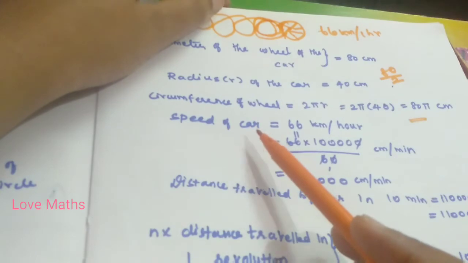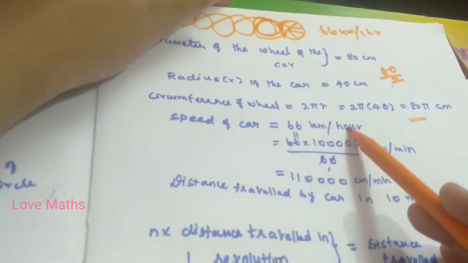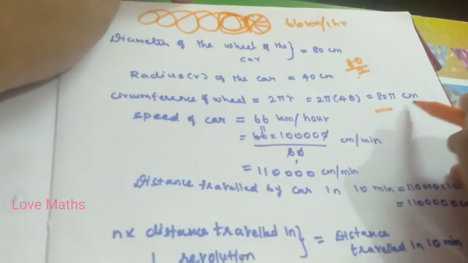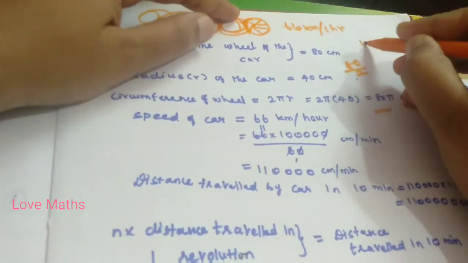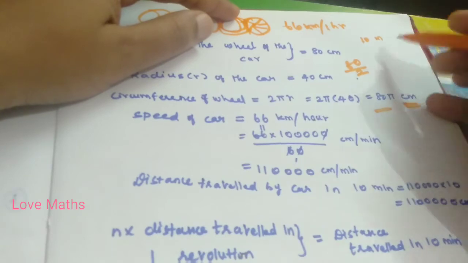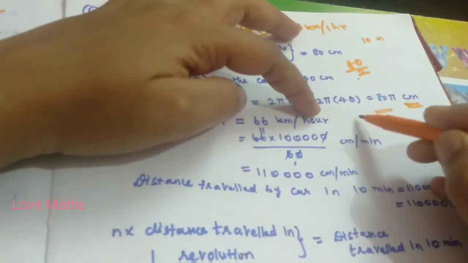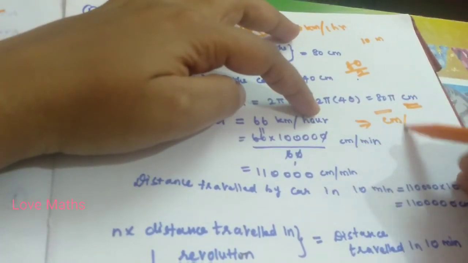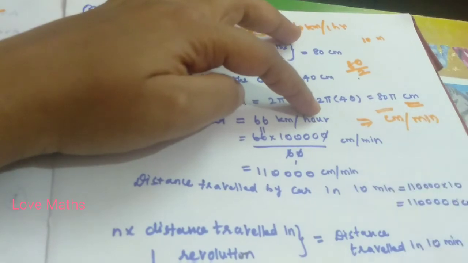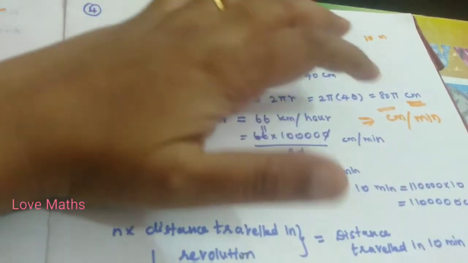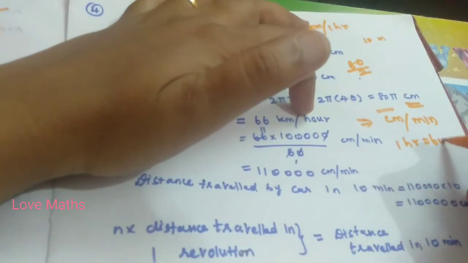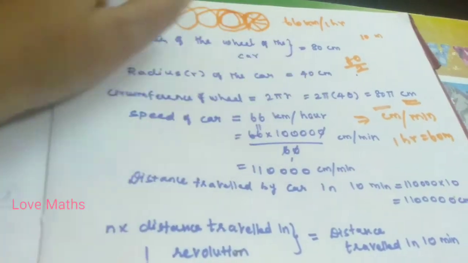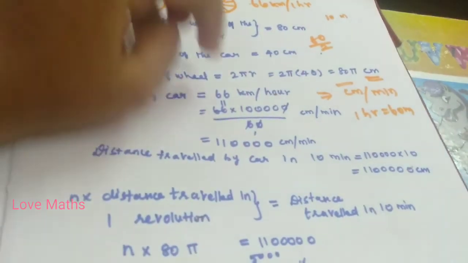Next, the speed of the car is 66 kilometer per hour. But here the circumference is in centimeter, and the question also asks per 10 minutes. So this kilometer per hour you have to convert to centimeter per minute. Hour converts to minutes because 1 hour is 60 minutes, so divided by 60.